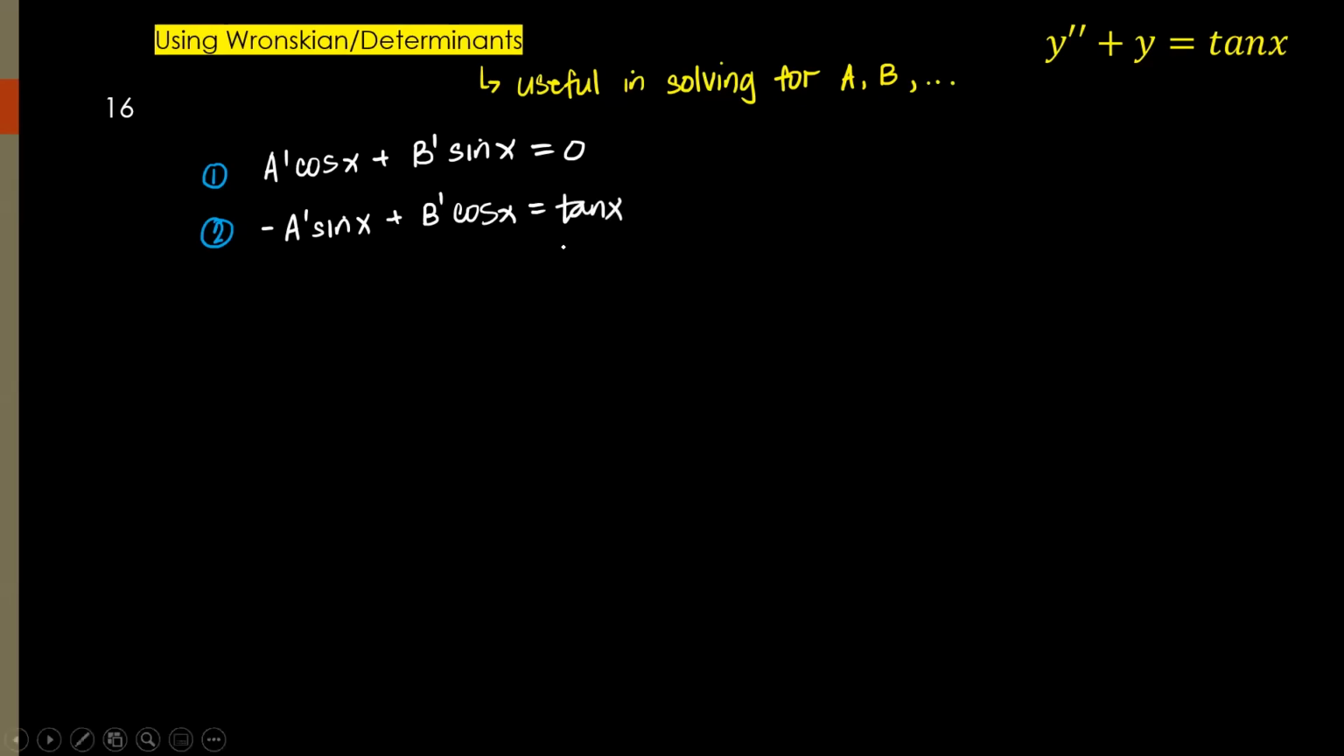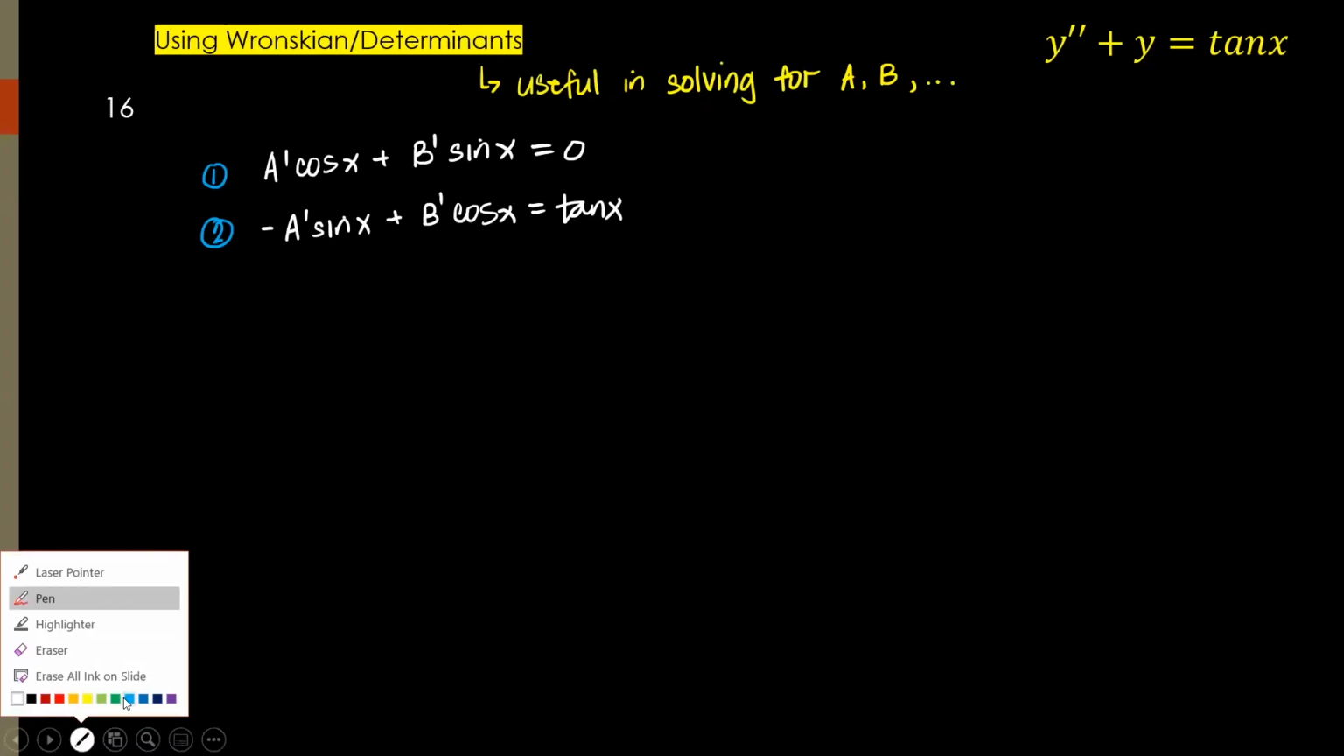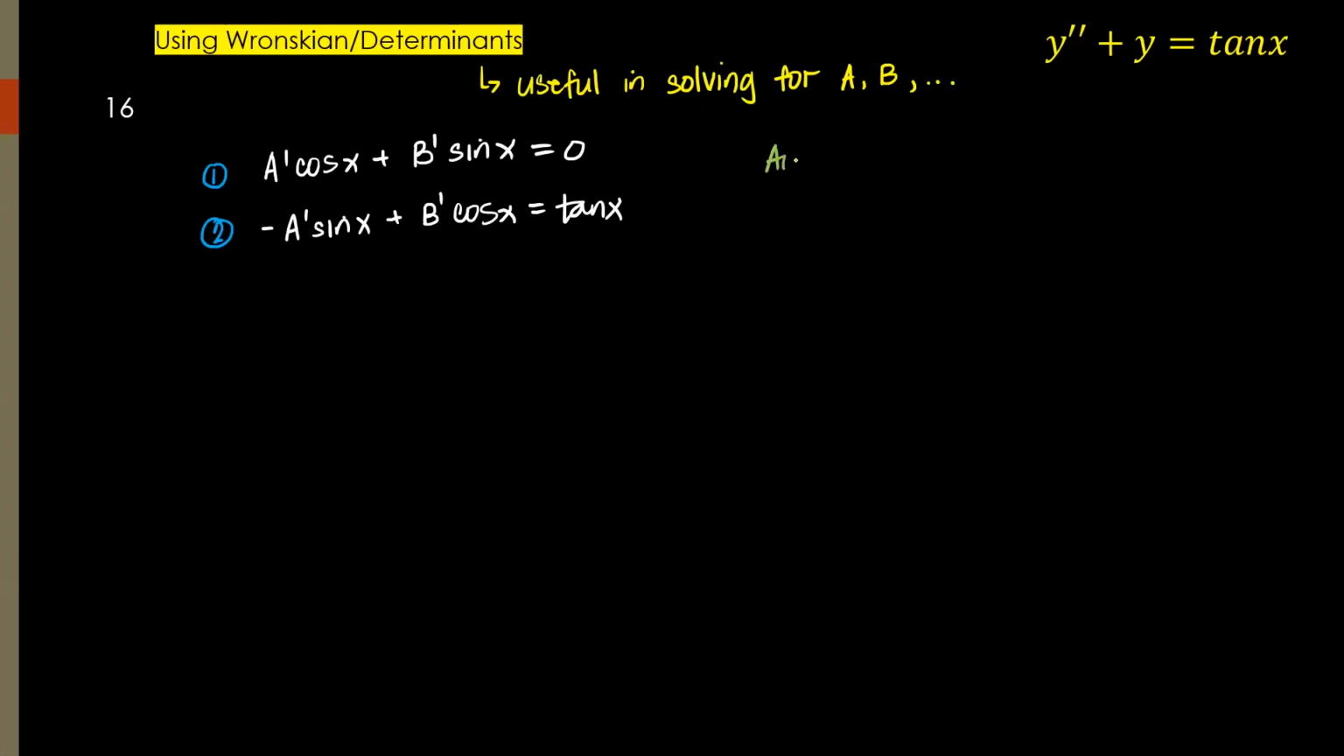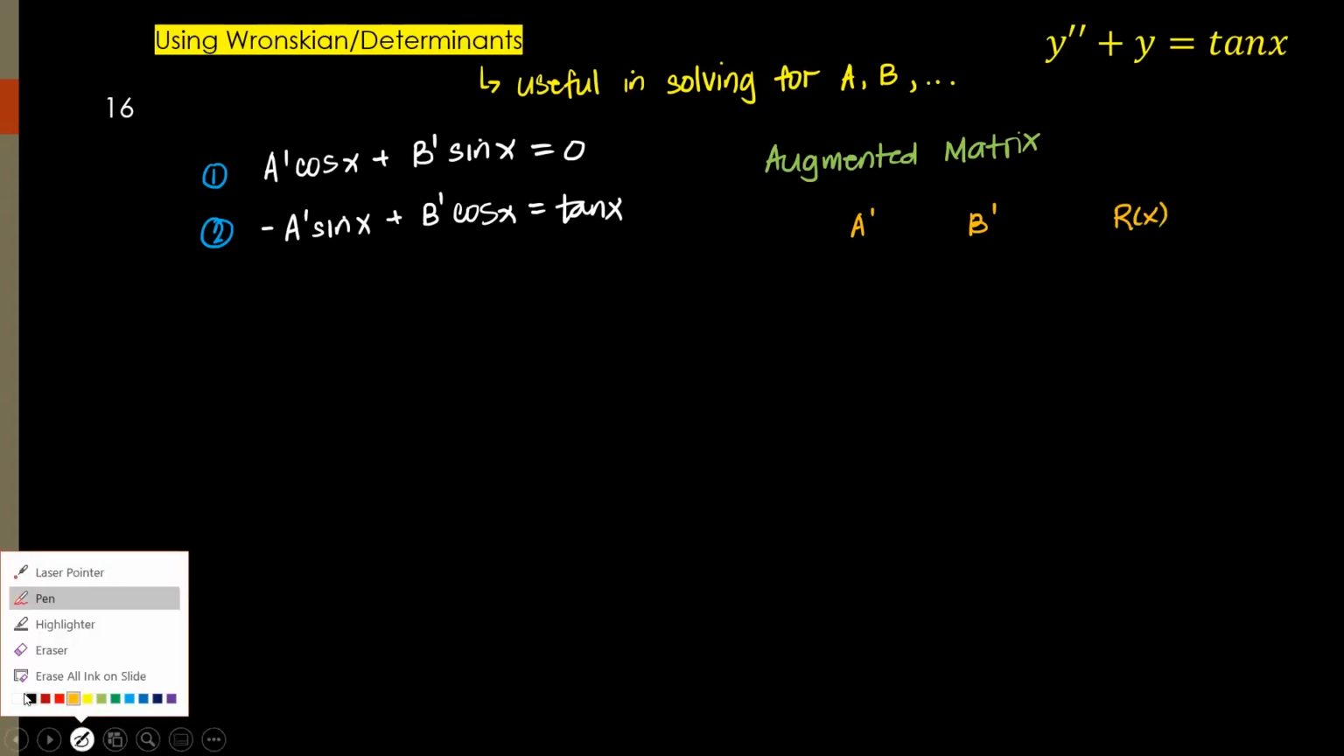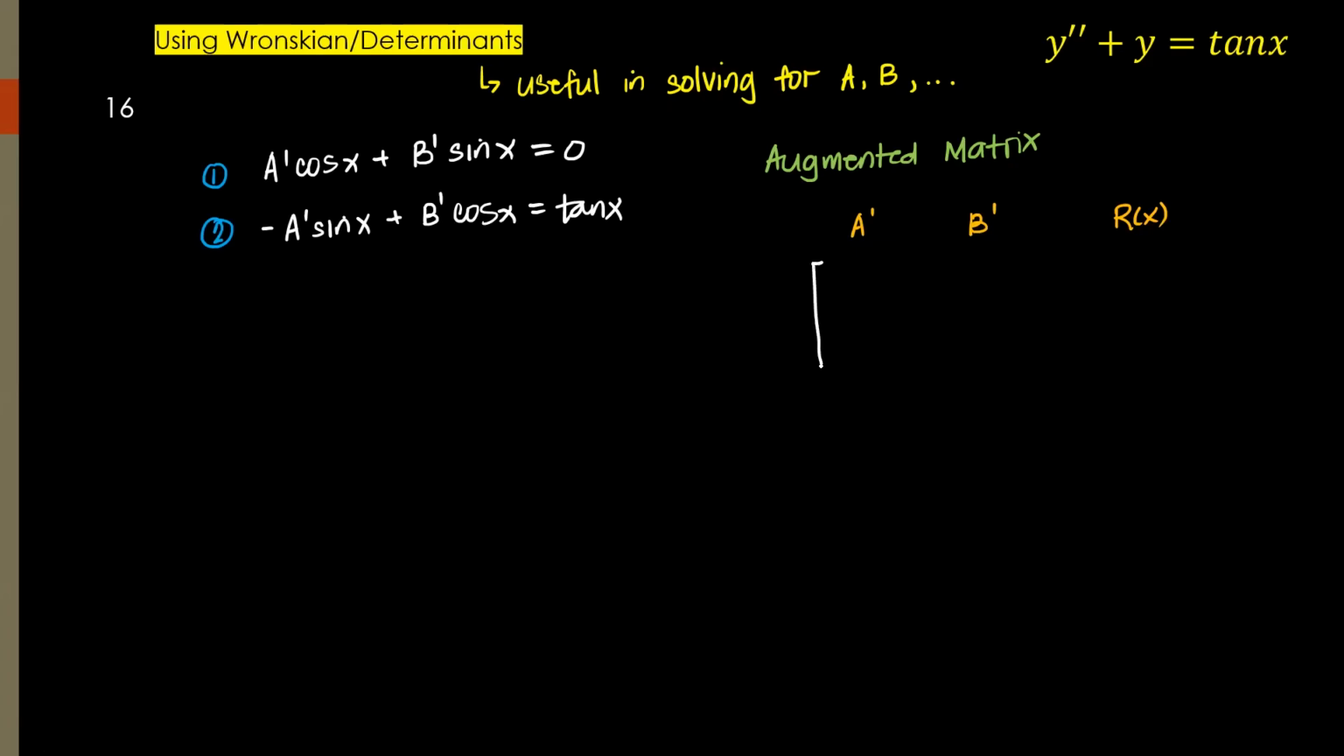So in here, we would be using the concepts of determinants. However, in order to do that, we need what you call the augmented matrix. So what is an augmented matrix? Let's just say here, the A prime, the B prime, and then in here, what I'll have is the Rx. So in terms of matrices, I'll just write the coefficients of those separated by a vertical line.